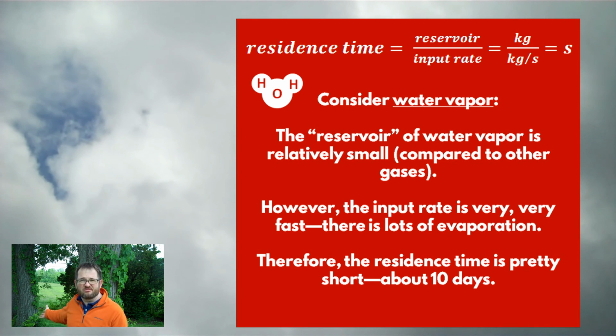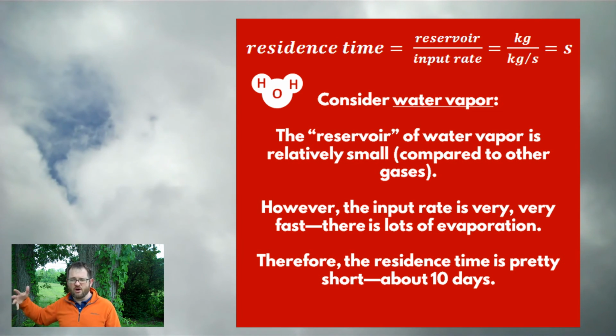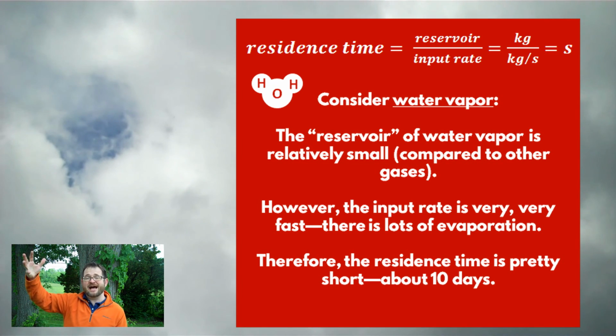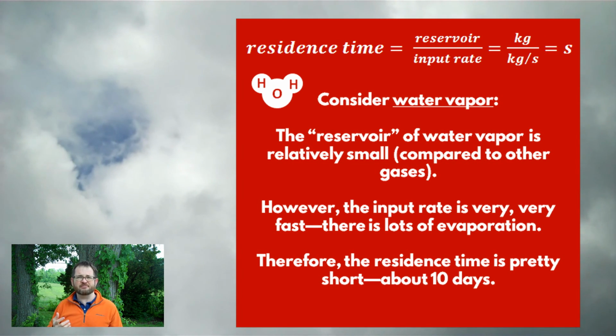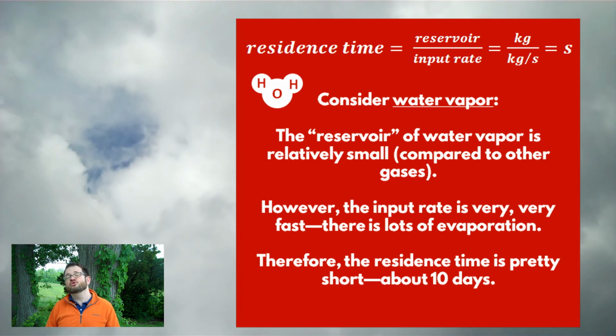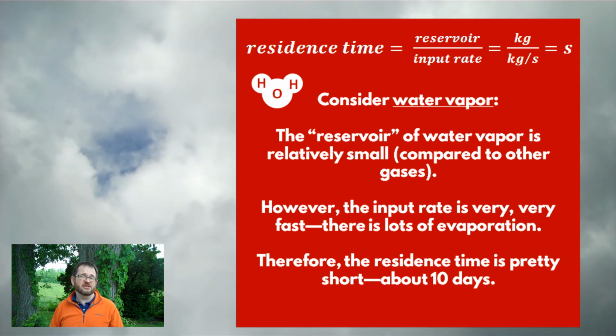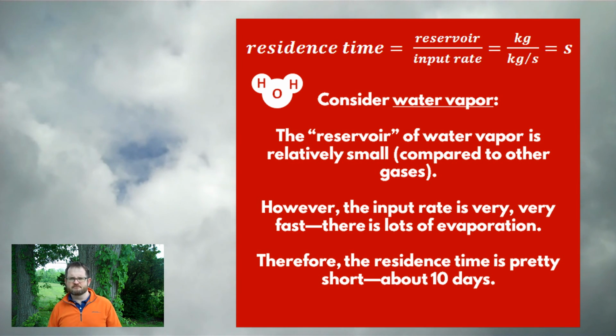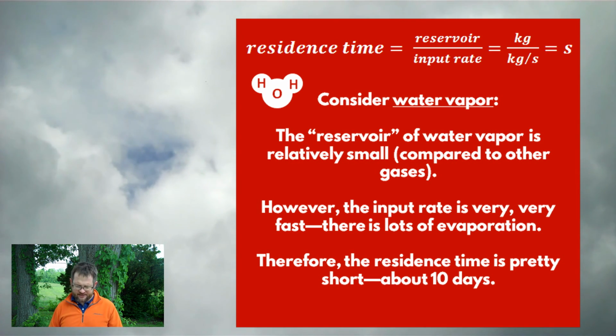All these plants around me right now are evapotranspirating water. Their roots are pulling water out of the soil and putting it up into the atmosphere through the process of evapotranspiration. Those water vapor molecules will on average be up there in the atmosphere for about 10 days. That's a relatively short residence time as gases go.